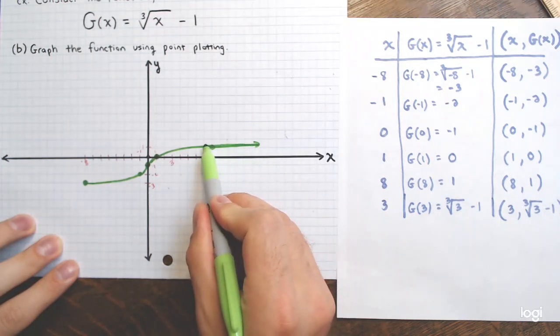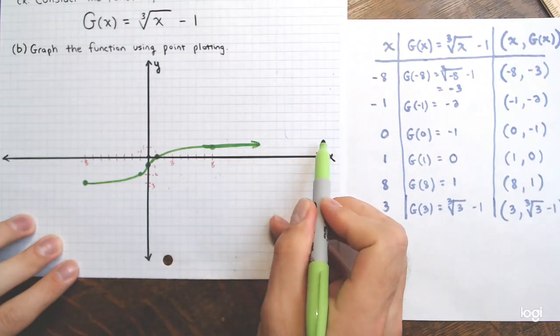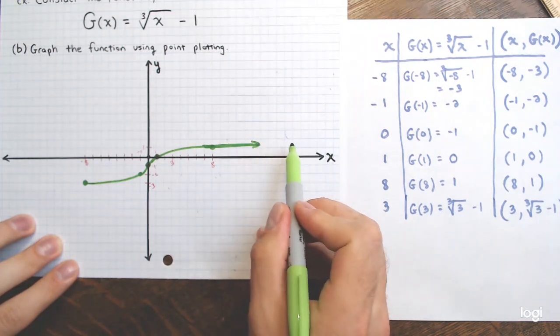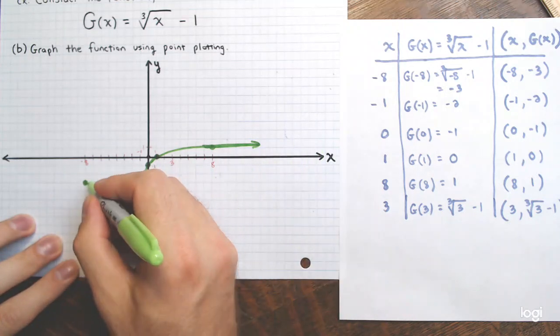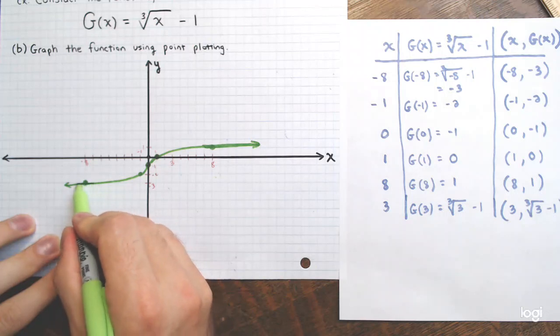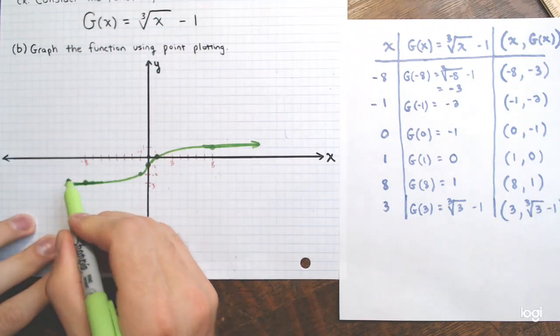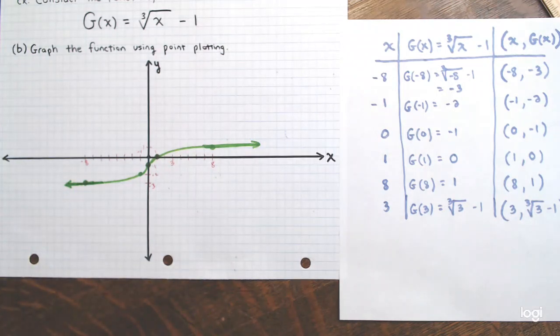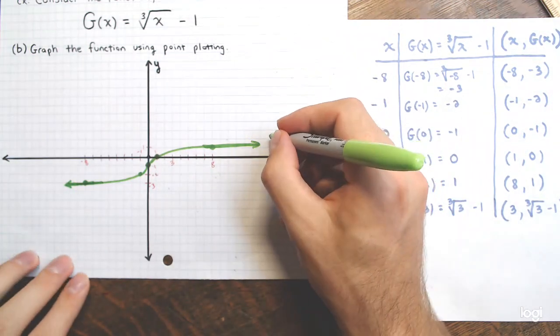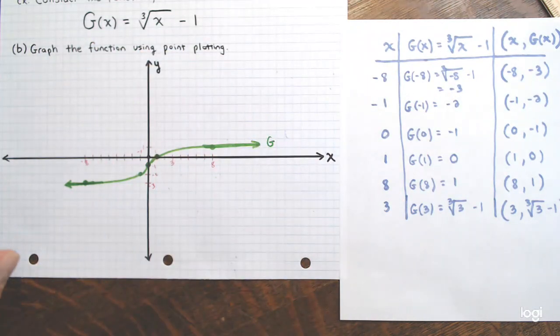Sorry. Put a little arrow. That is getting higher and higher and higher as I move right, but very, very slowly. Same thing this way, right? It's getting lower and lower and lower as I move to the left, but just very slowly. And I'll put the letter G next to this so we know it's the graph of this function G. Great.